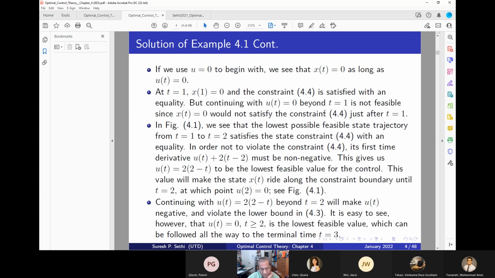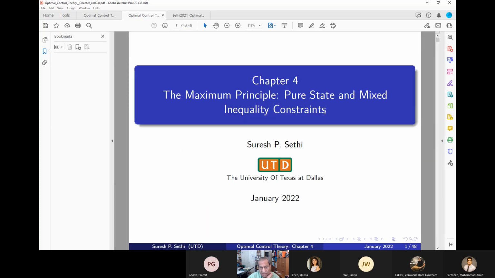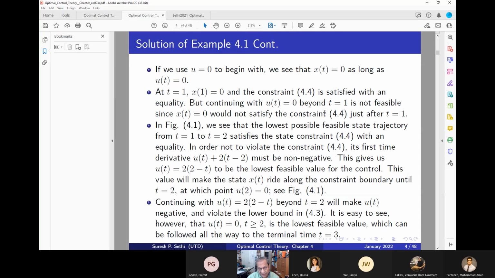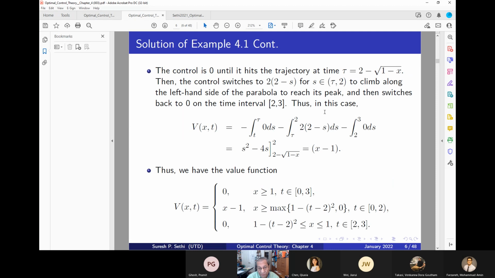Right. So the example here was to demonstrate that if I were to find the value function of this problem, then the value function is not differentiable at point 1, and it has a jump, as we can see. Okay, so we got that exercise right there.